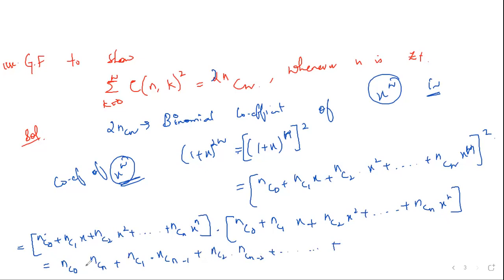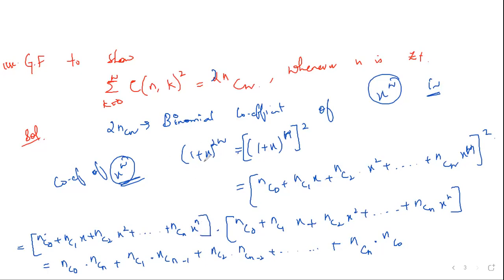Again, the first term will be the last term, the second term will be the second last term and so on. So nCn into nC0. Why are we getting this term? Because nCn of the first bracket will be multiplied with nC0 of the second bracket. Again, it will have the power x power n.